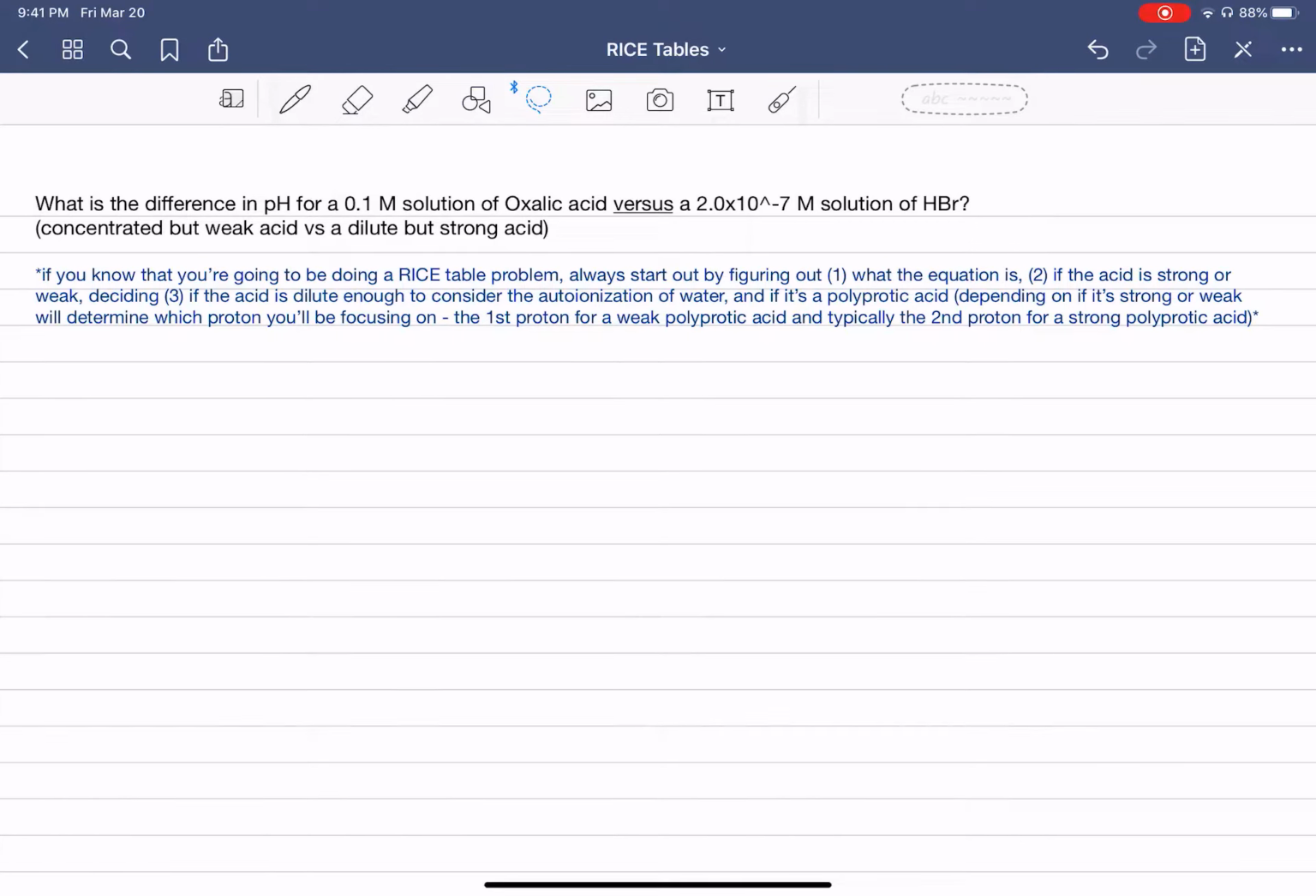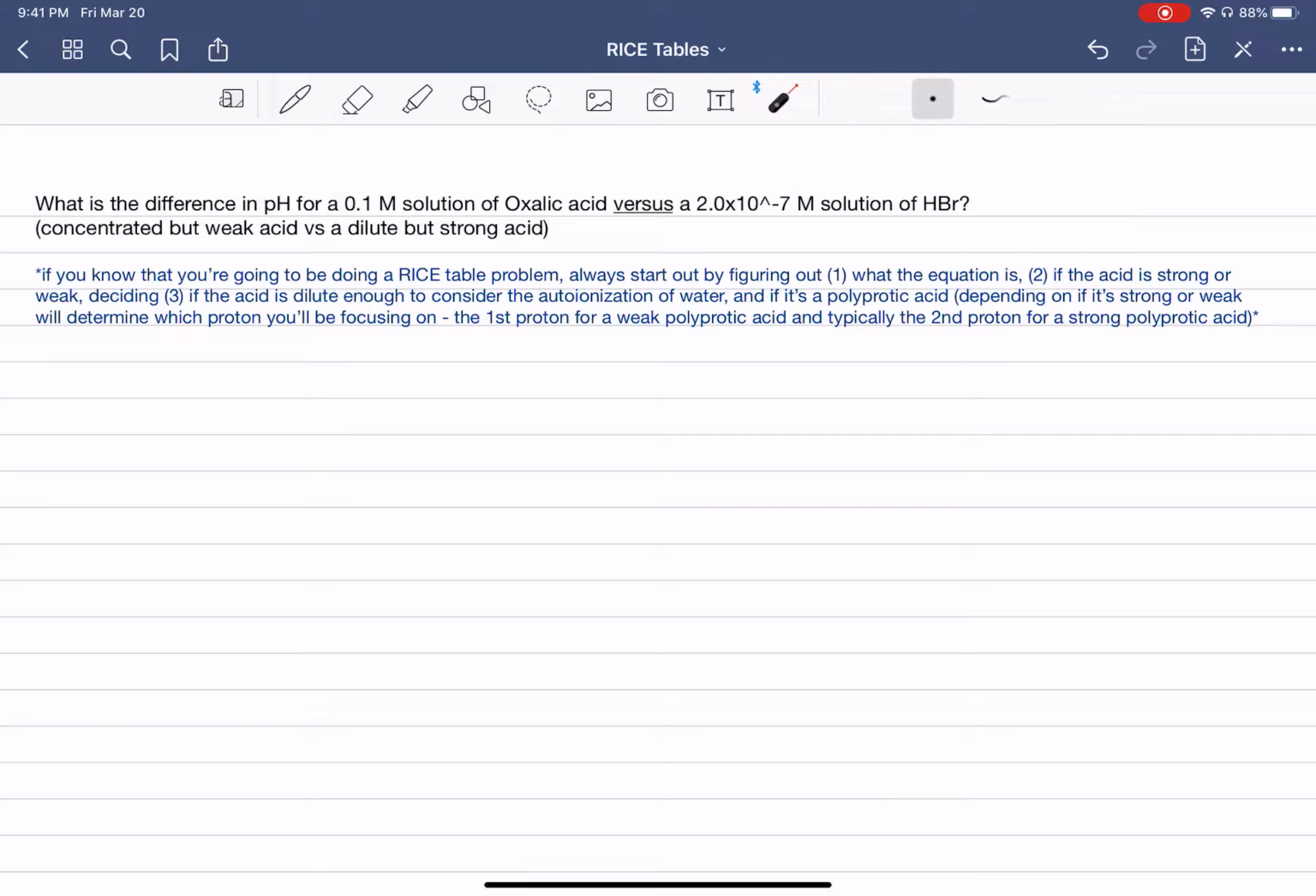Alright, so this question asks, what is the difference in pH for a 0.1 molar solution of oxalic acid versus a 2.0 times 10 to the negative 7th molar solution of HBr? Now I put right here that this is actually a problem dealing with a concentrated but weak acid versus a dilute but strong acid, being HBr.